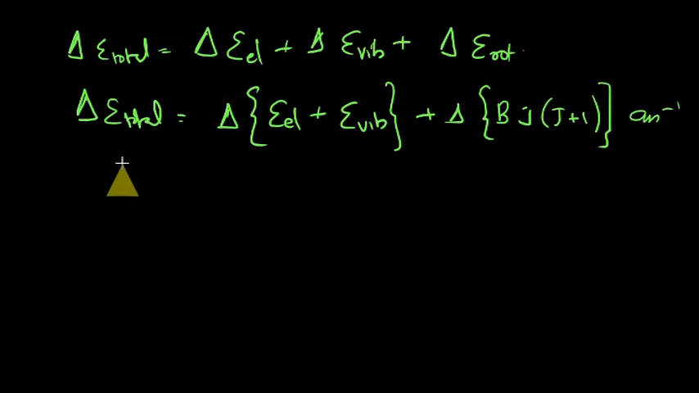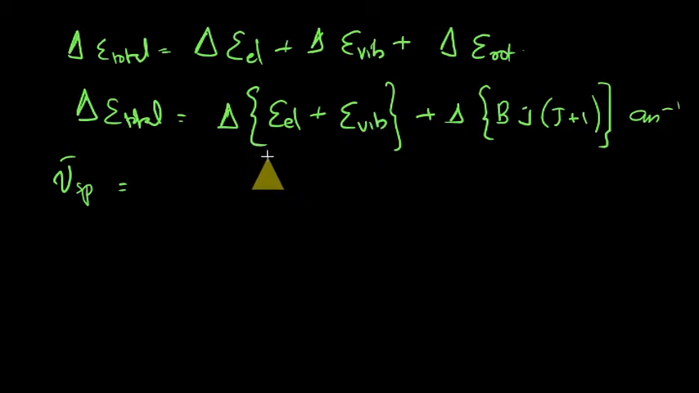And what will be the wave number of the line corresponding to this electronic transition? Because this energy is expressed in centimeter inverse, that is a unit of the wave number. Therefore, whatever value you are getting here for the delta E total, that will be the value of the wave number corresponding to that transition. So we can write it like nu bar spectroscopic, that is equal to delta of E electronic plus E vibrational.